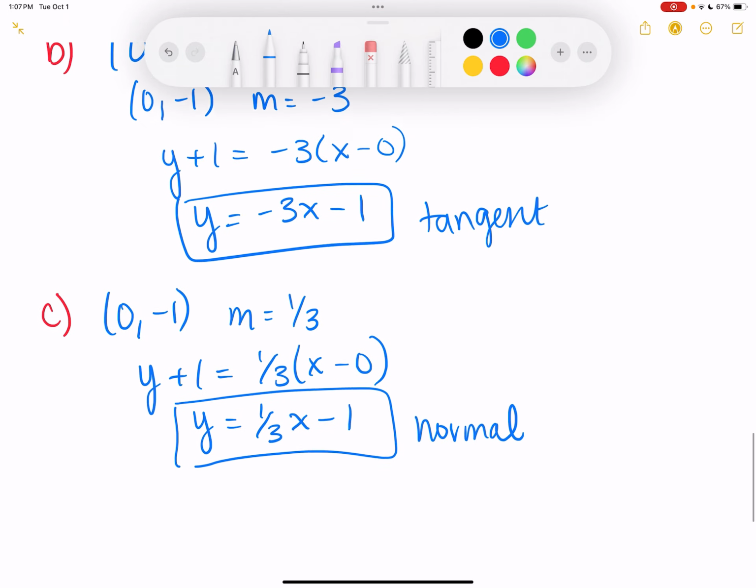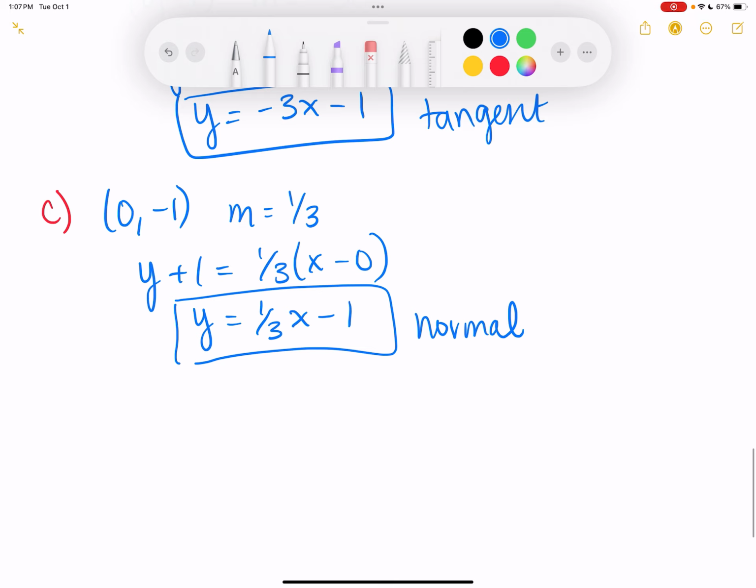Let's see. Number 16 says, determine whether the curve has a tangent at the indicated point. If it does, give its slope. If not, explain why not.